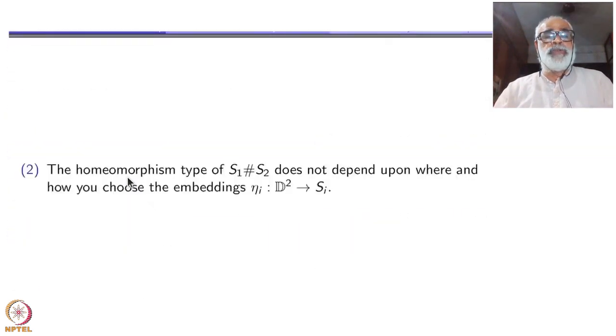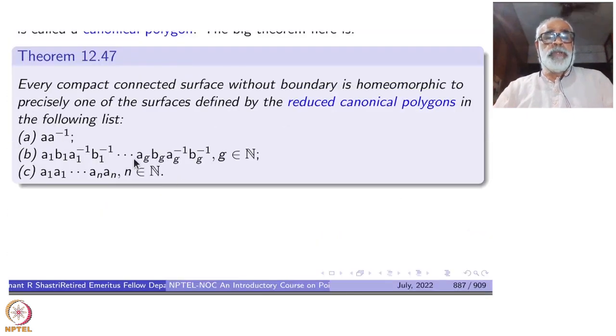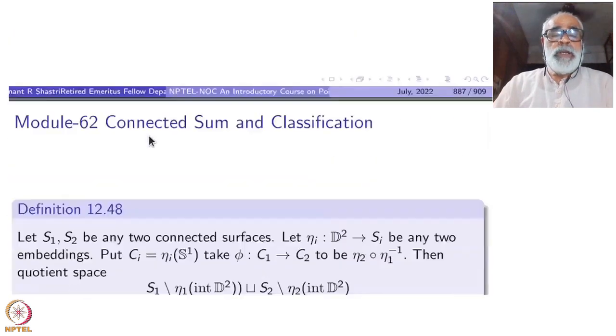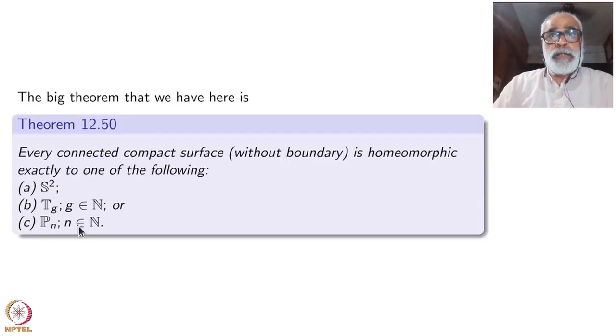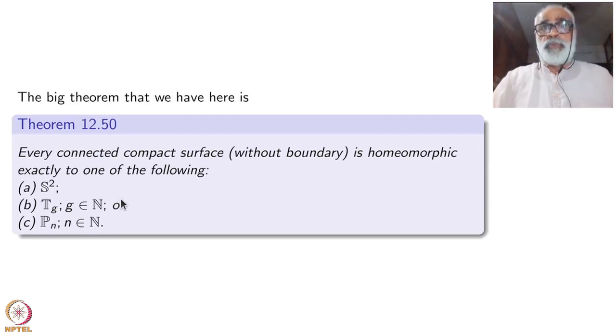I will just show you that theorem which we did last time. This is the theorem. The AA, we have told you, is also S2 here, and these are going to be the second list TGs, and these are going to be PNs. Every compact connected surface without boundary is homeomorphic to precisely one of the surfaces defined by these reduced polygons. So this is some kind of a technique to obtain such a result. Finally we would like to have this description. Why these two are the same, I will try to explain that one. Not a proof, but just some explanation.